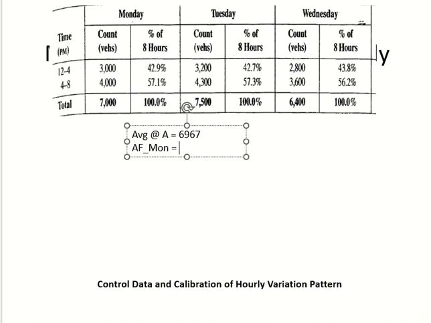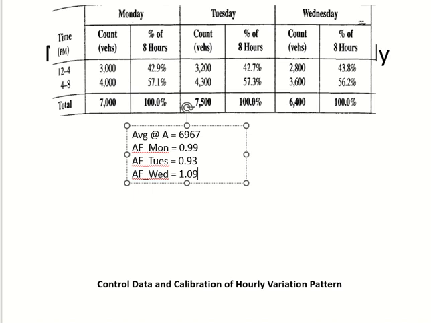It was the average upon the traffic of that day. So the average is 6967, and the traffic for Monday is 7000. How much? 0.99. Okay, next. Okay, we have the adjustment factors.